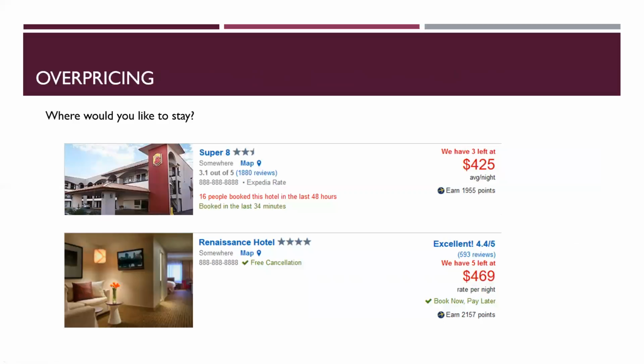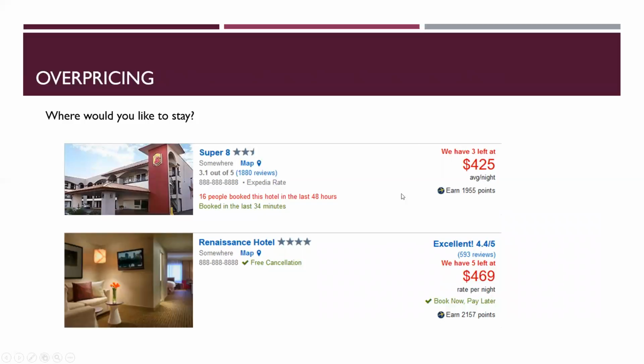All right, and this last example is overpricing your hotel. This is a really easy one. This rate shop that I did here is for a music festival that's coming up in the spring in a nearby area. You can see here there's a Super 8 that's priced themselves at $425. I have not manipulated these prices. This is what they're advertising. And then there's a Renaissance hotel that's at $469.